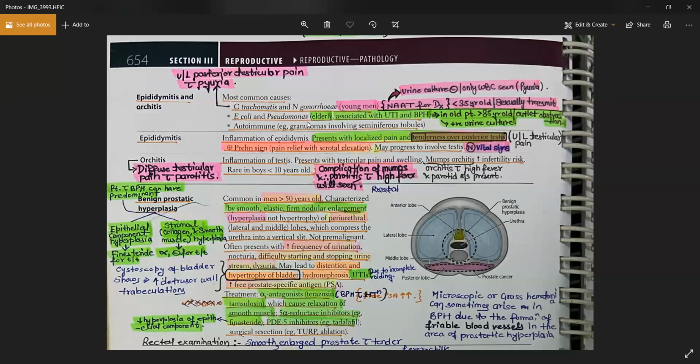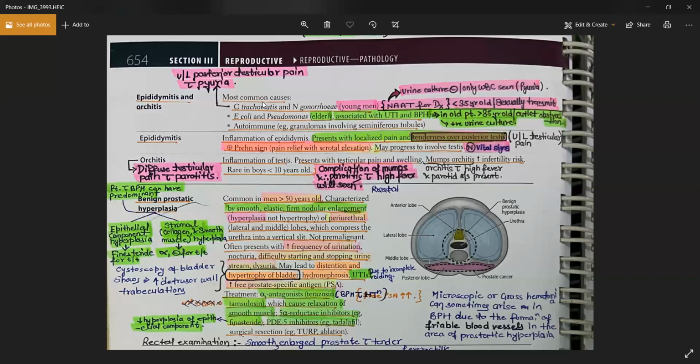Now, in order to have this condition, the elderly patient must have a trigger point, right? A trigger must be there. This could be a blockage. For example, in case of a BPH patient, this could be a case of UTI. And after the UTI, the patient got this epididymitis, or orchitis maybe. So a trigger is always there in case of an elderly patient.